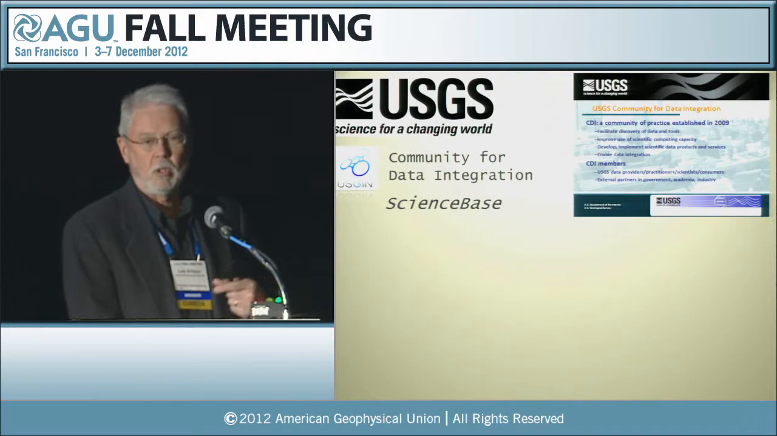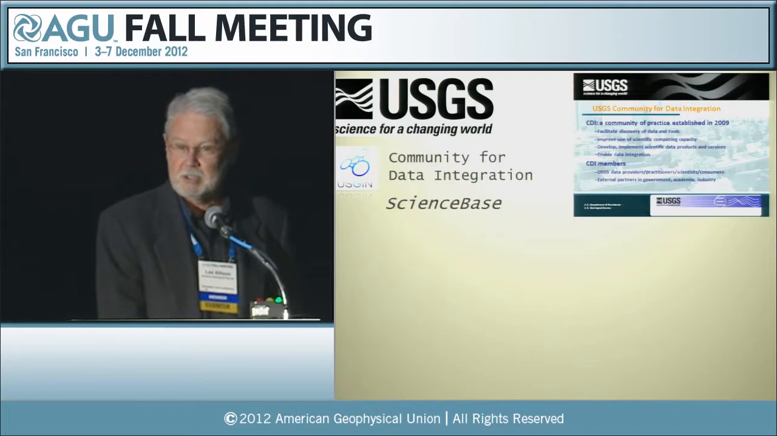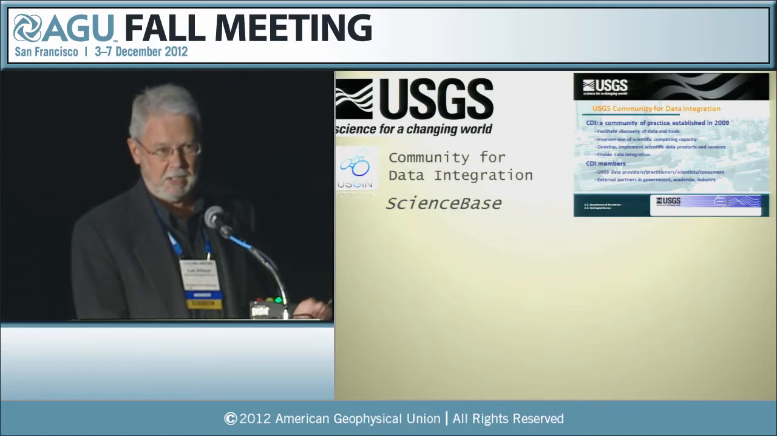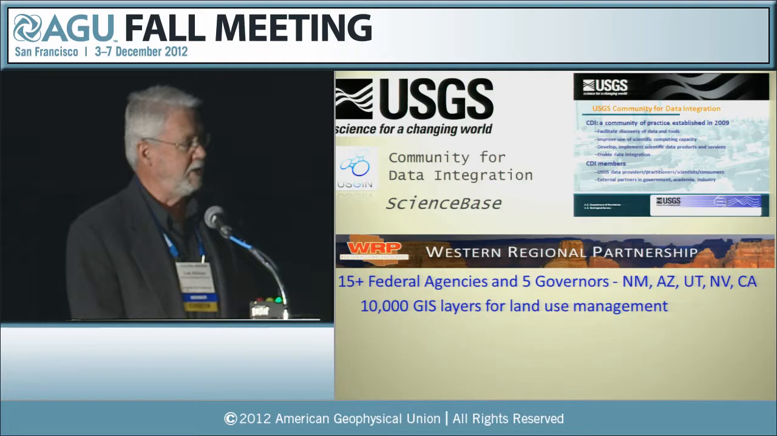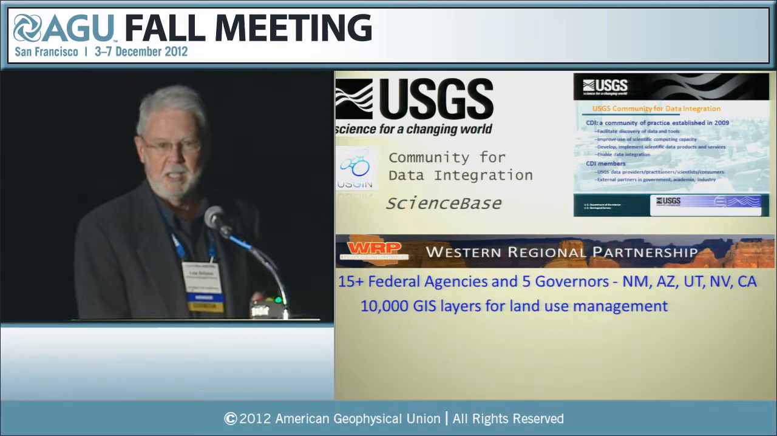We partnered with USGS back 5 years ago to start building this framework. We're moving it through on the state side through the National Geothermal Data System. The USGS is developing it through their Community on Data Integration and Science Base. Western Regional Partnership, 15 federal agencies, 5 governors, over 10,000 GIS layers for land use and land management. This is a node plugging into the system and providing all of that information.